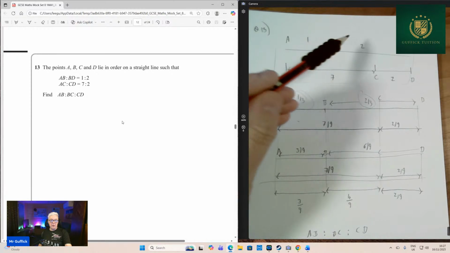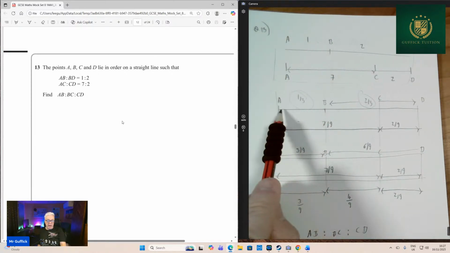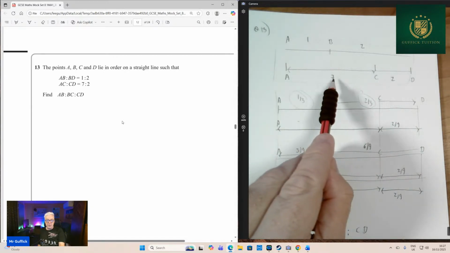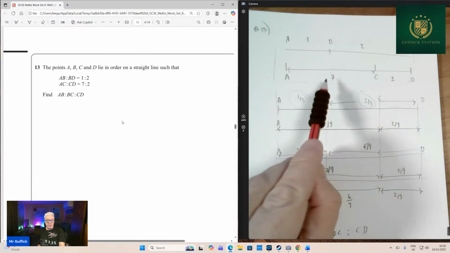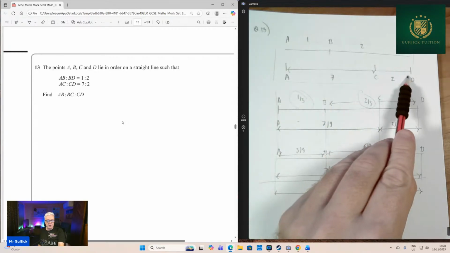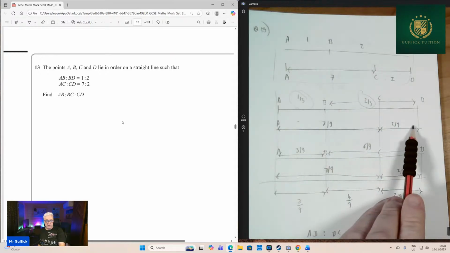So instead of writing the ratio 1 to 2, I'm going to say that A to B is 1/3 of the length of that line, because that just makes it easier to work with, okay? And then if you've got a ratio of 7 to 2, that means that this part is 7/9 and this part is 2/9. So I've written it now as 7/9 and 2/9.